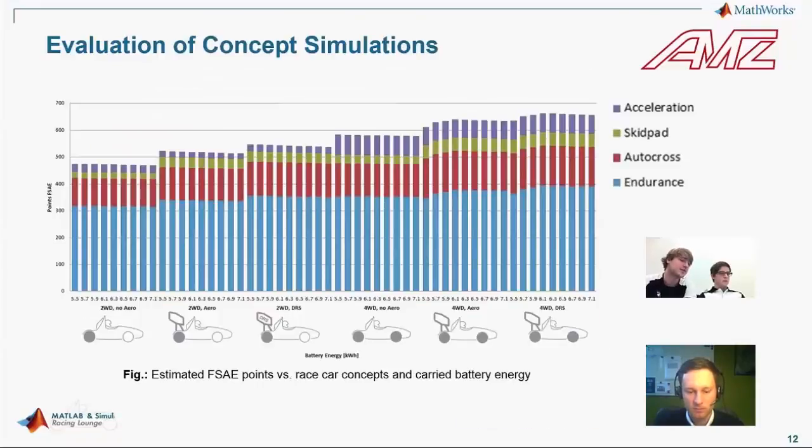So in this chart, we have visualized the results. On the left half, there are the rear wheel driven cars. On the right side, we have the 4-wheel driven cars. For each one without aerodynamics, with aerodynamics, and with aerodynamics and the drag reduction system. Okay. And also with the varied energy levels.